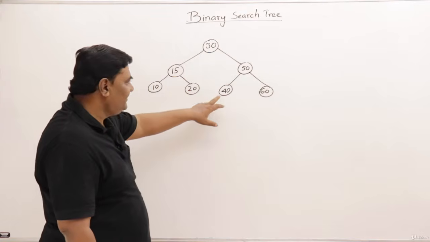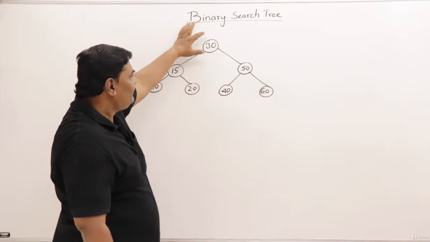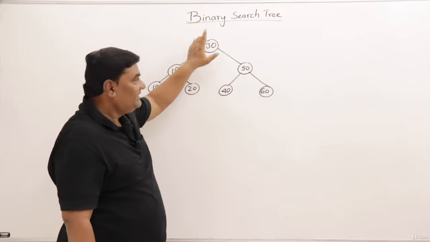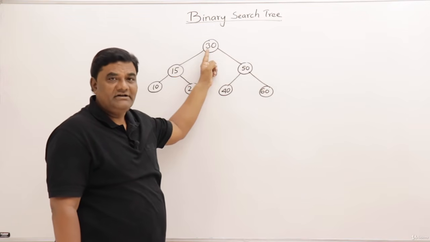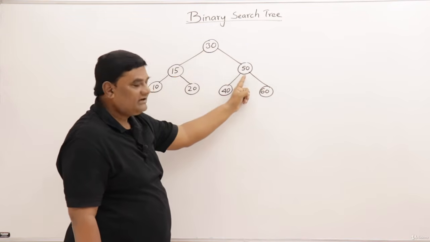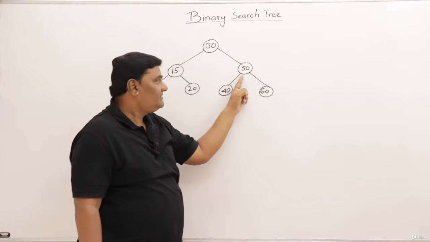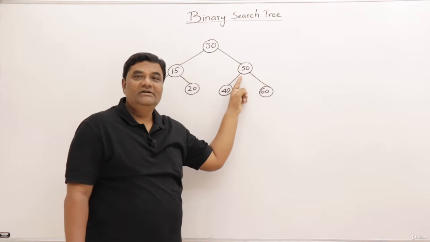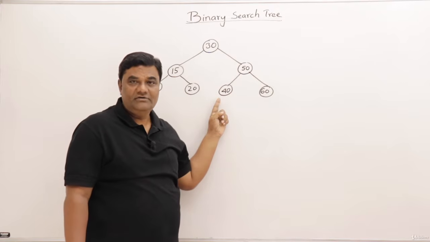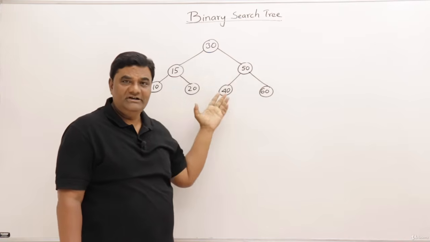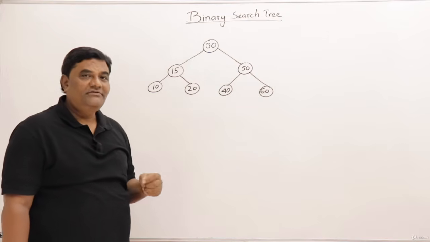Suppose I am searching for a key value 40. Then start from root, search for 40. Is this 40? No, 40 is greater than this one. So definitely 40 is on the right hand side. Go to right hand side. Is it 40? No, this is 50. So 40 must be on the left hand side of 50. Go on left hand side. Yes, element is found. So we have compared only a few elements in a tree and found the result.